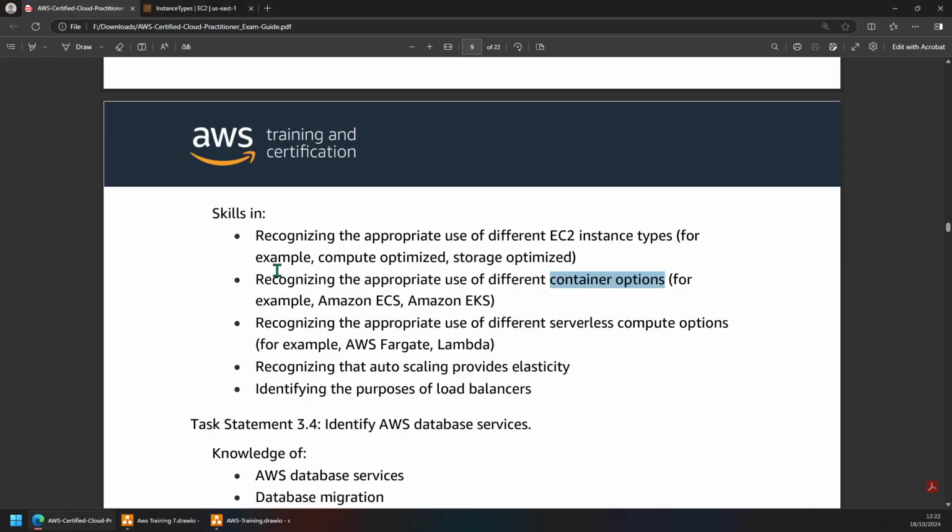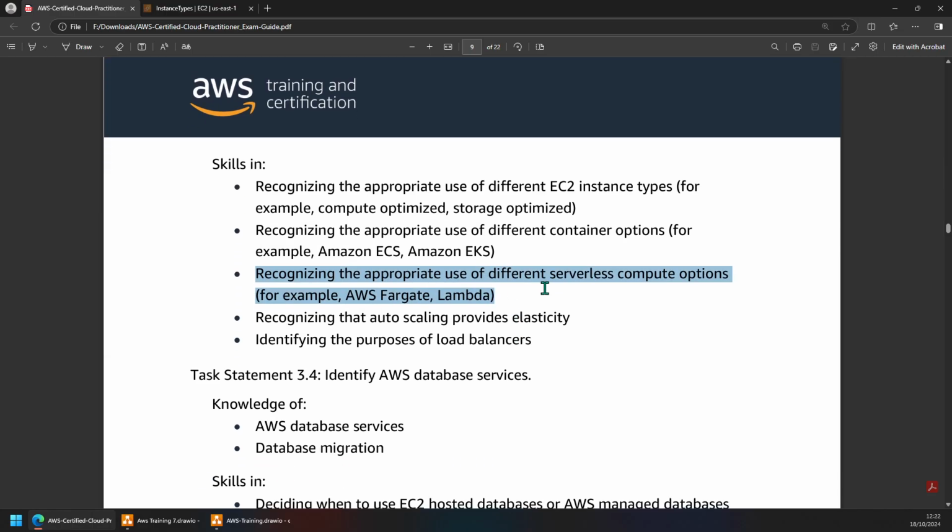In this video, we are going to work on recognizing the appropriate use of different serverless computing. Now, when we went through the previous two videos of this session, we understood that an EC2 instance is a type of server where you have the complete operating system installed and you need to manage the operating system. In terms of containers, you get a minimalistic operating system installed, and then you need to put the software there, right? So that still requires your attention.